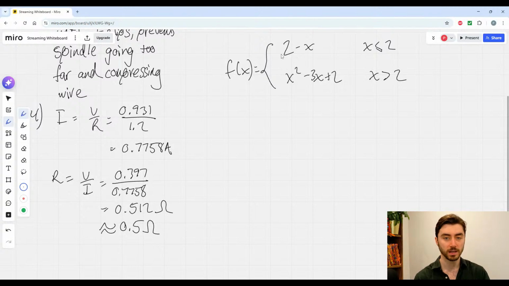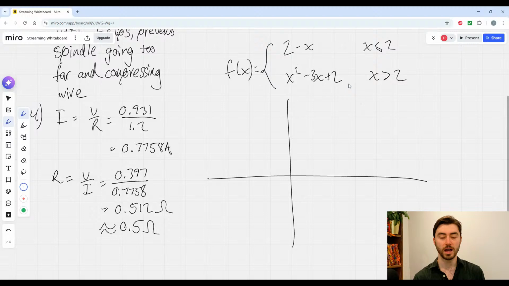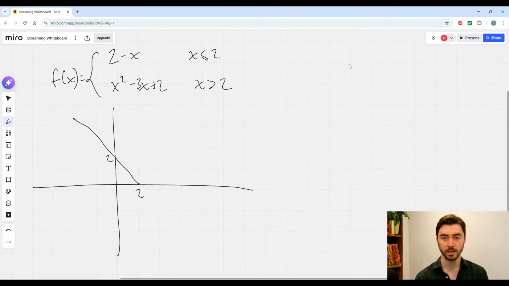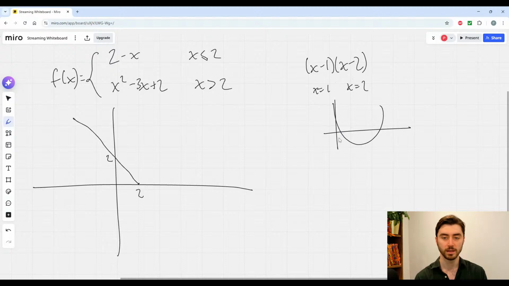In the meantime, I'll explain kind of what this is and how to use it. So if I were sketching this function, I would understand that when x equals 2, y equals 0, this is going to be linear up until then, with an intercept of 2. And then let's consider what this quadratic would have been in isolation. If I sketch this quadratic in isolation, it would have been x minus 1, x minus 2, which would have had intercepts of x equals 1 and x equals 2. So it would have looked something like this.